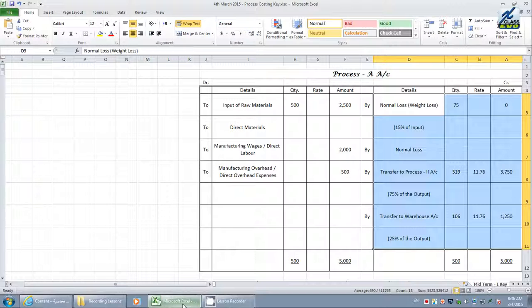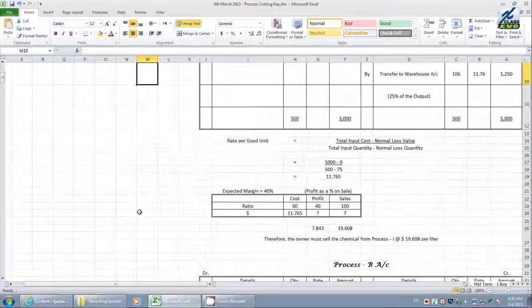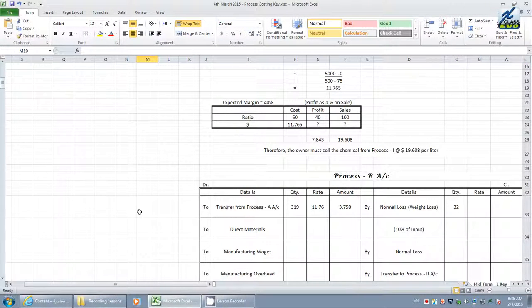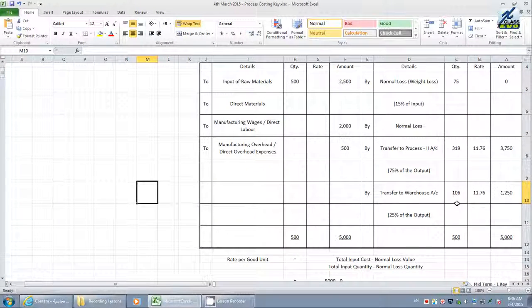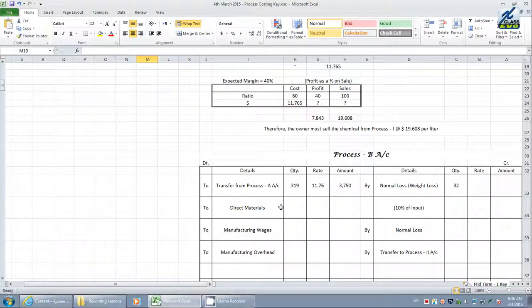Let us see about the process 1 is completed successfully. Let's go ahead with process 2. Process 2, it is a continuous process. That means whatever the output of process 1 has to reach to the process 2. This is the first stage.